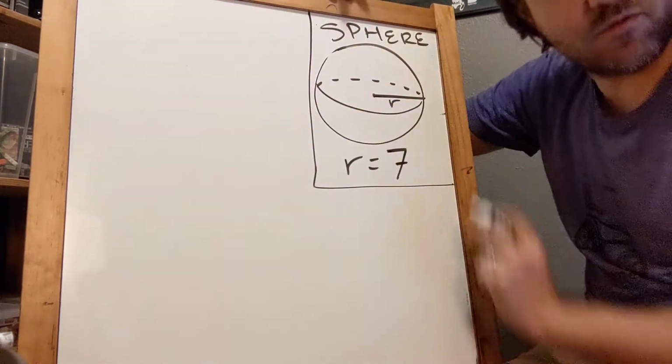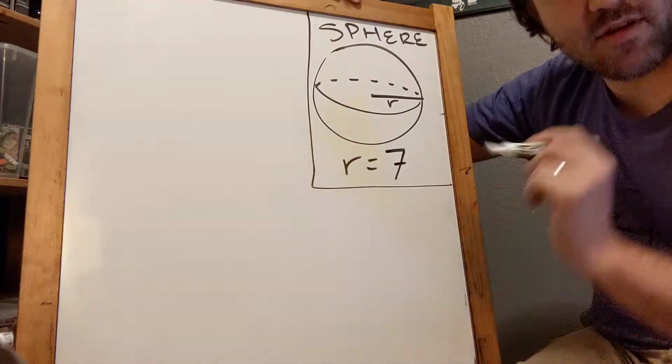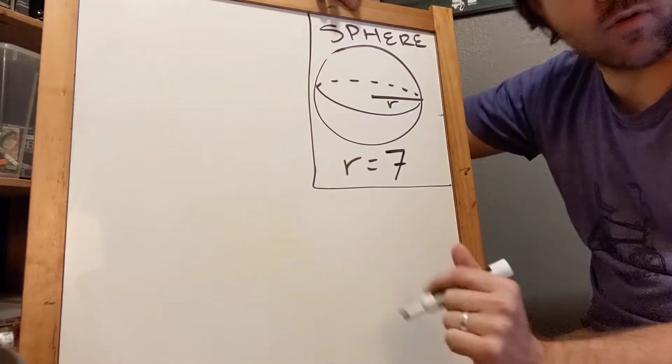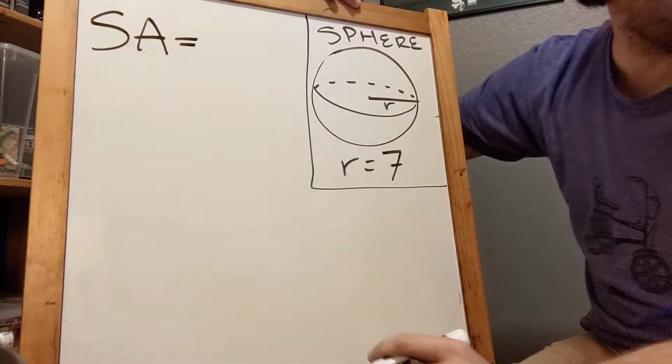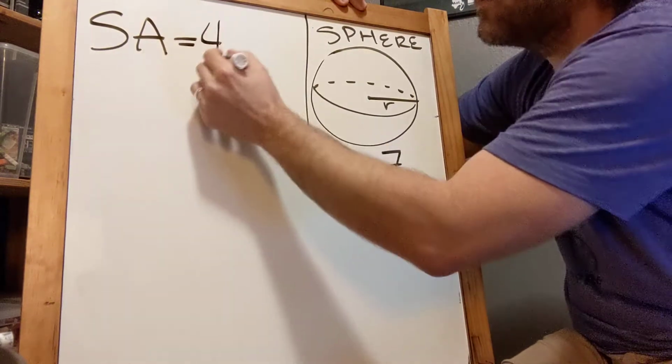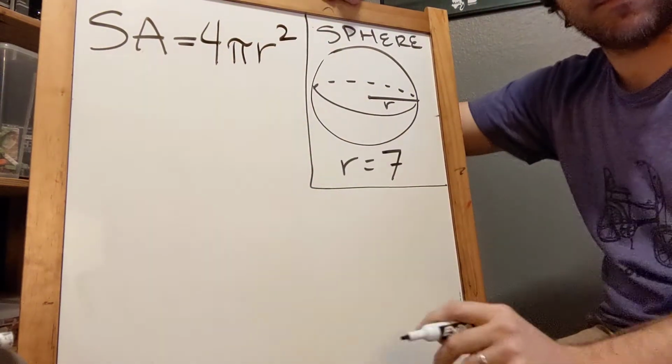And spheres are helpful because they only have one unit, and it is the radius. And everything comes from that unit. And there's only two formulas. So the first one is the surface area formula. And the surface area is 4 times pi times r squared.